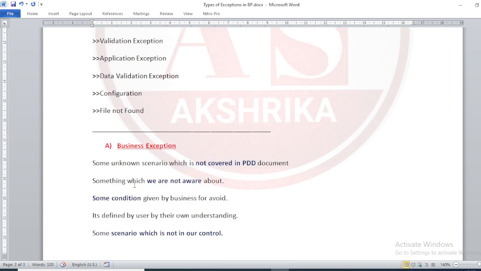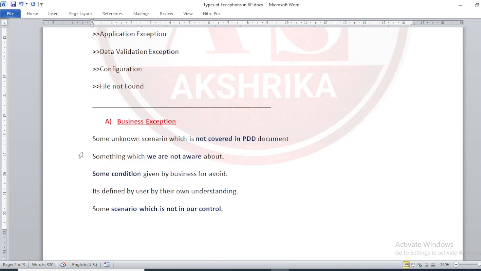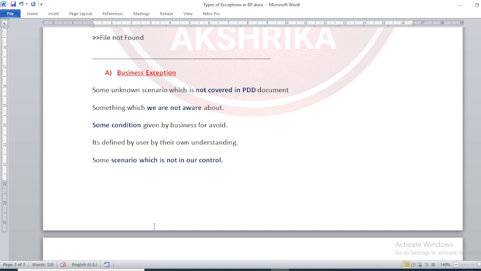First we will go with the business exception. A business exception is when there is some unknown scenario which is not covered in our PDD document. PDD means Process Design Document. Something which we are not aware of is called a business exception. Some condition given by the business to avoid also comes under business exceptions. Third, it is defined by the user by their own understanding. Some scenario which is not covered in our PDD document as well as not in our control is called a business exception.